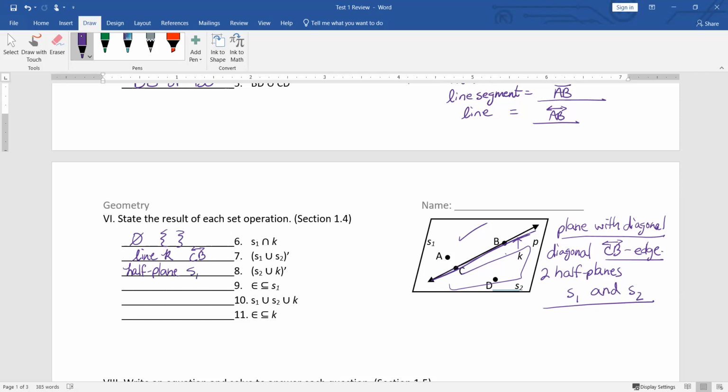All right, so 9 is just asking what elements are a subset of S1, which is sort of bad writing because an element can't be a subset. I guess we can think of it as elements in the subset S1, but we're just asking for A. A is the only point that exists, the only element in S1 that we know of, so that's just A. And then we're asking for the union between the two half planes and the line, S1 union S2 union K. Well, that's the whole plane, so that's just plane P. It's the whole thing. And then it's asking what elements are in the subset K, and that is C. We should put that BC.